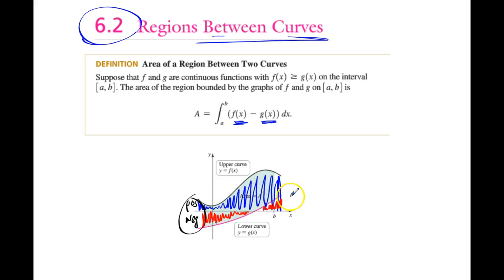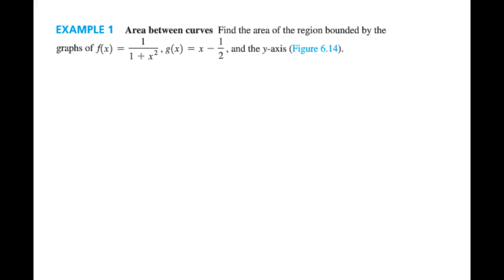And then over here, I'm taking the blue, and then I'm subtracting off the red. So it's really positive minus positive area. And that will just cancel out to be zero area, which I don't want to count any of that area. So basically, it's the upper minus the lower function.